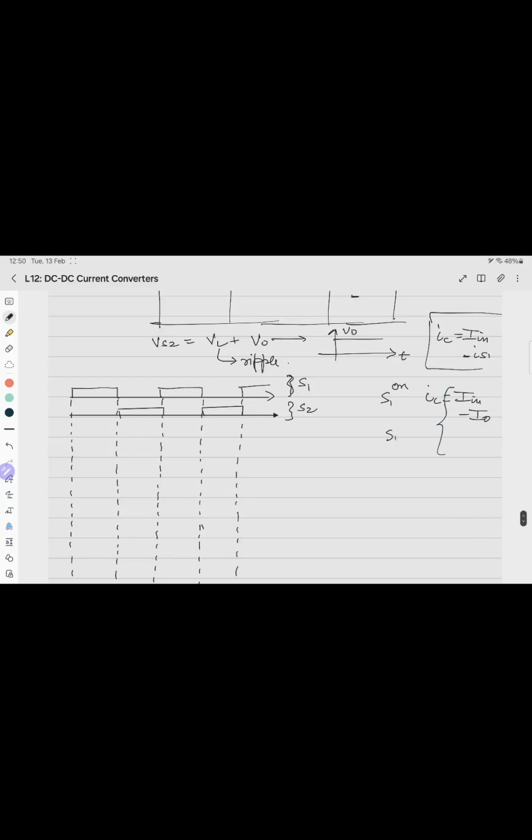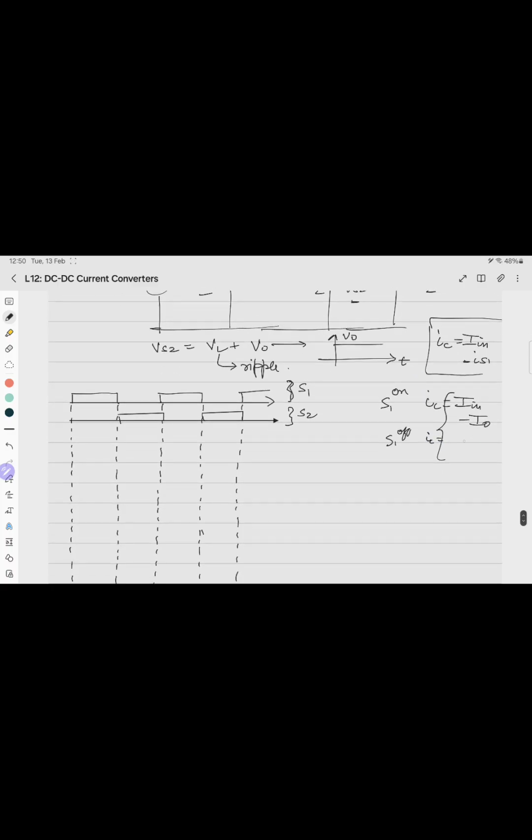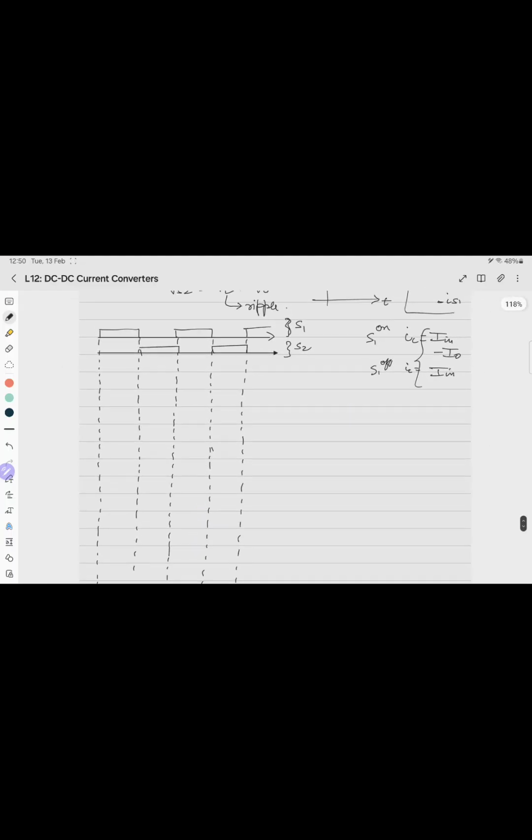So when S1 is off, what you can write as IC is that if S1 is off, IC equals to I in plus I in. So now I'll draw the waveform for IC.